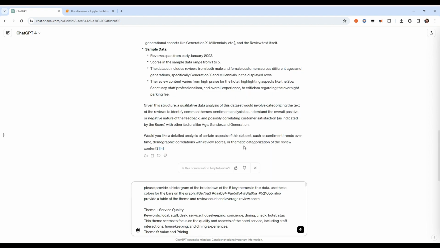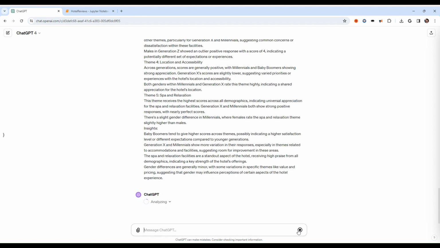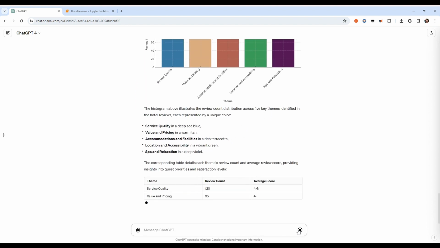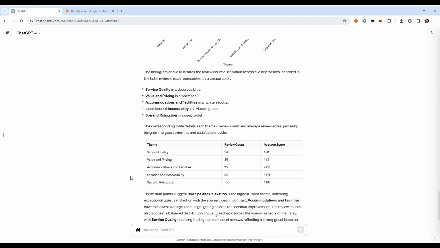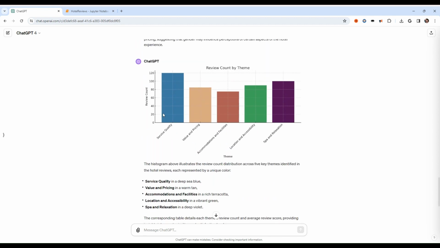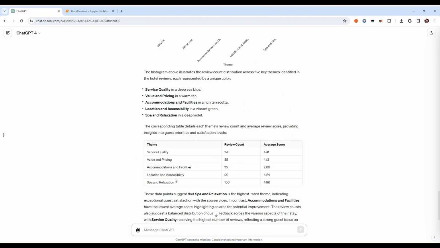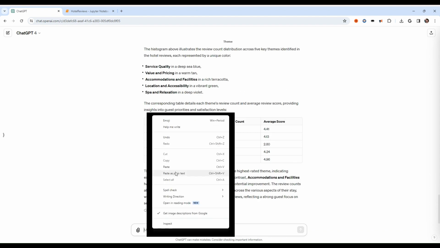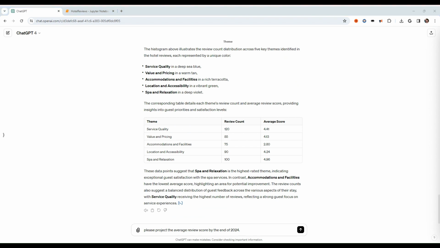Something I forgot to do when we were looking at the 5 key themes was to have ChatGPT make a histogram of it. So let's do that and also ask it to create a table of the themes, the review count, and the average review score. Great! We now have a nice visual for a report and a table for the report as well. Let's ask ChatGPT one last question. Please project what our average review score could be by the end of 2024.